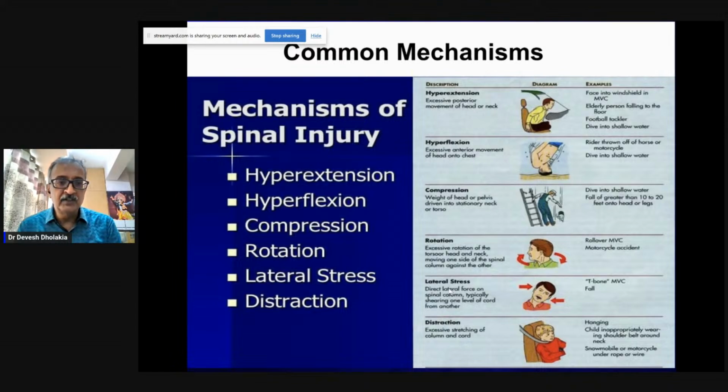The common mechanisms of spinal injury are hyperextension injury, that is the whiplash injury we have; hyperflexion injury, when people dive into a swimming pool where the water is very shallow, you can hit the head on the floor of the swimming pool and have hyperflexion injuries; compression injuries, when people jump from a height or fall from a height, the forces are transmitted to the vertebral column and can cause a compression fracture; rotation and lateral stress type of injury, which occurs probably in motor vehicle accidents when it rolls over; and distraction injuries to the spinal column, which occur during hanging.